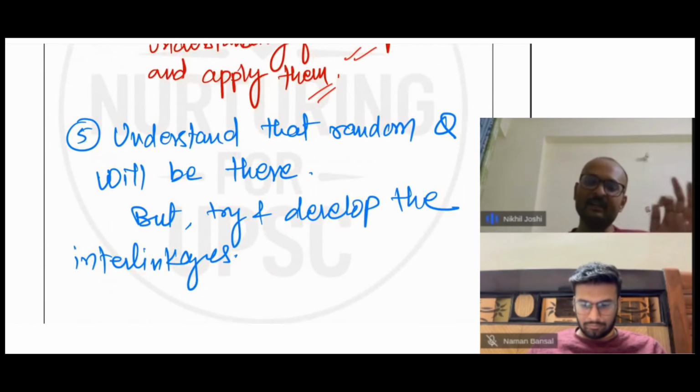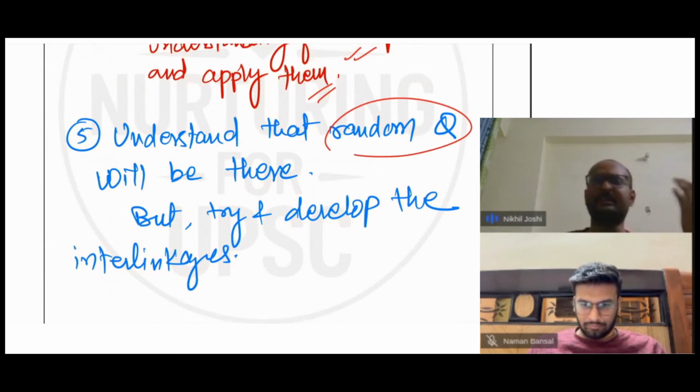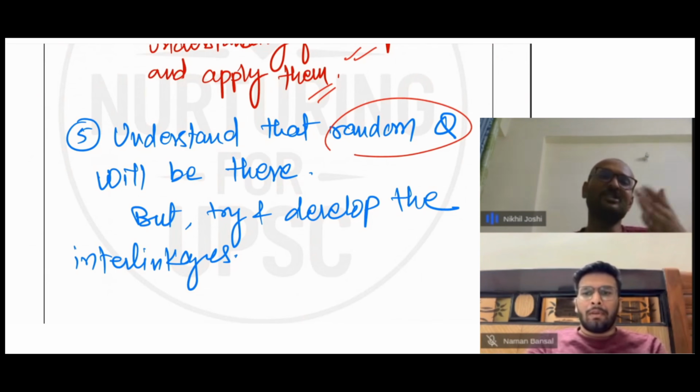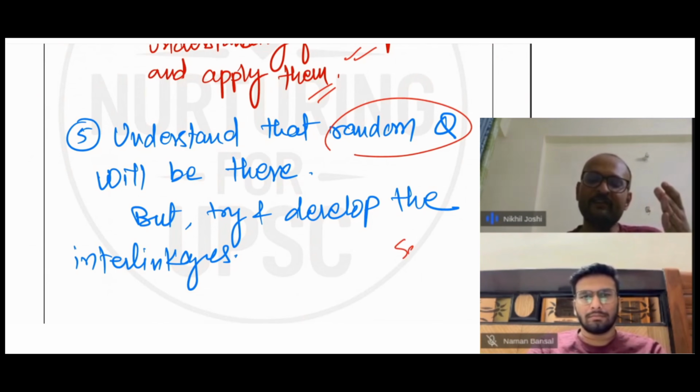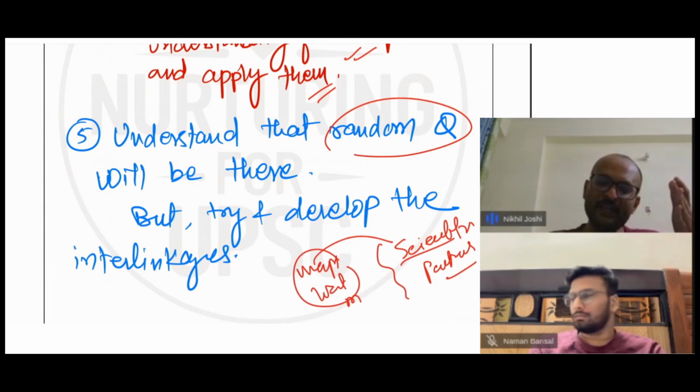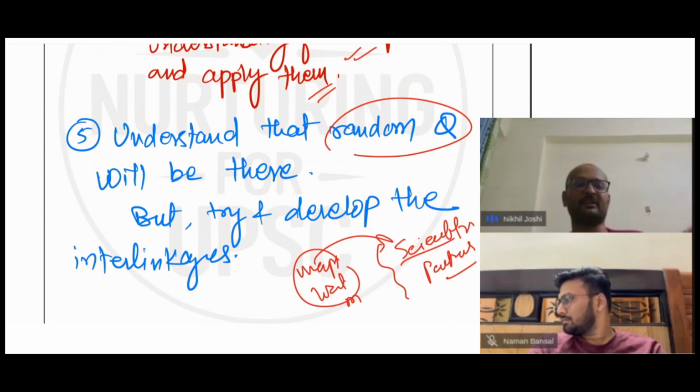And understand that the random questions will be there. They will come there every year. Try and develop interlinkages between certain areas, certain topics, so that you can justify them in such a manner that they look more scientific, more particularistic. And also, if we add maps and locational analysis and diagrams with them, they automatically become very geographically relevant.